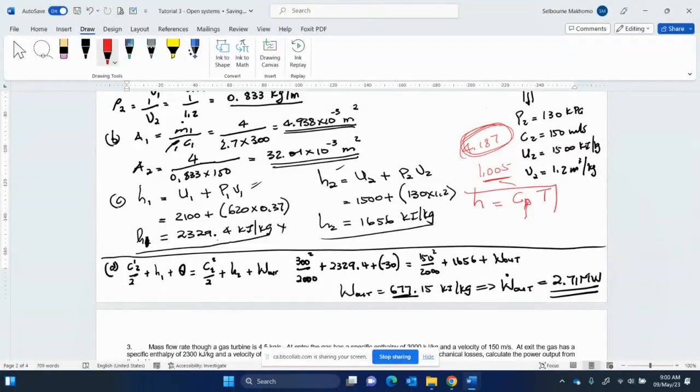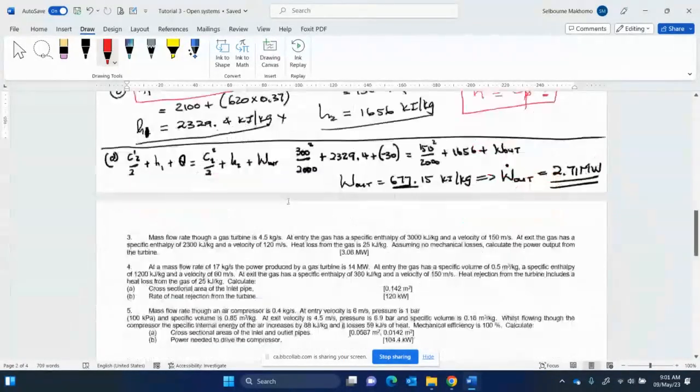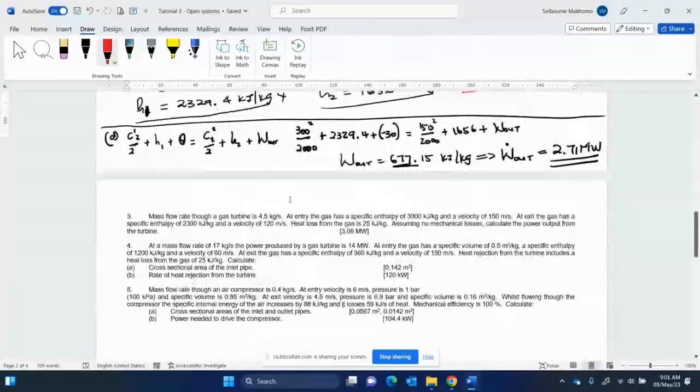So this H will be given, or if it's not given, we give you a temperature, and then you multiply by Cp. Or you can use the following formula. It depends on what you have in your question. So please make sure that you understand this. And now I want us to move to the next question. We have done the turbine.